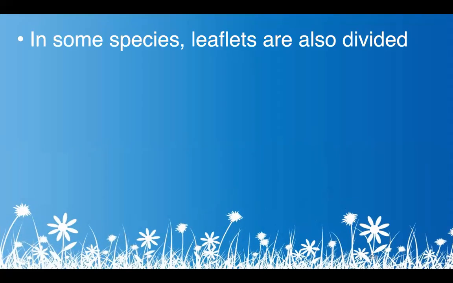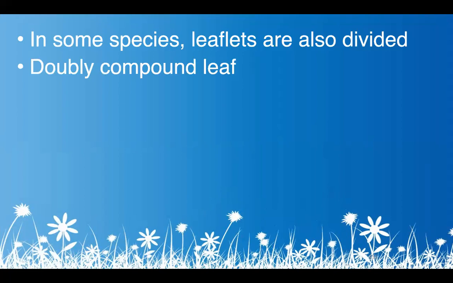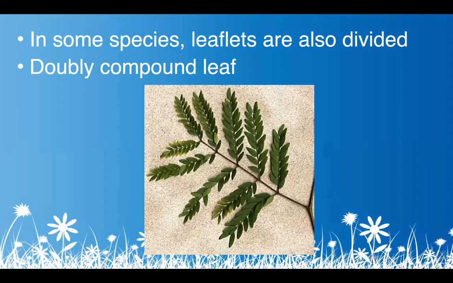In some species, we also have leaflets that are divided. This is a doubly compound leaf. So again, first thing you want to identify is the main stem that's here, which means this is the petiole. And each of these is a leaflet, but the leaflets have leaflets. So this is a doubly compound leaf.